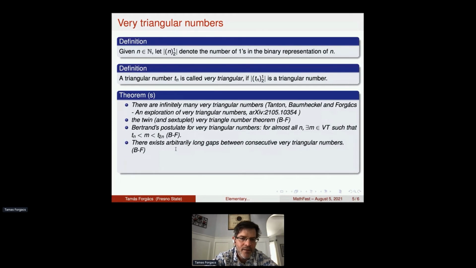Then we also proved that there are arbitrarily long gaps between consecutive very triangular numbers. Of course, the investigation here, you don't run your investigation in this particular setup in the integers, right? You take a step down and you consider only the triangular numbers, and you wonder where the very triangular numbers are amongst all the triangular numbers. Okay, so when I'm talking about gaps, right, those are gaps between very triangular numbers in the mother set of triangular numbers, but they're arbitrarily long ones of those.